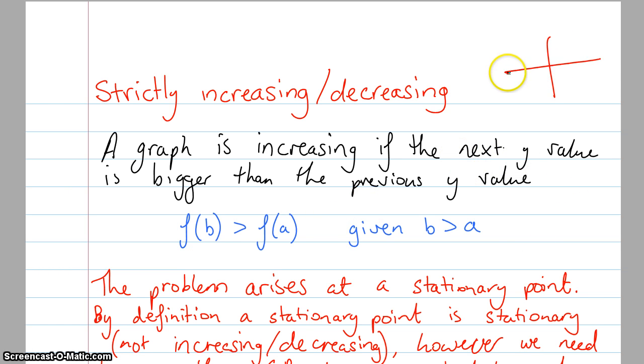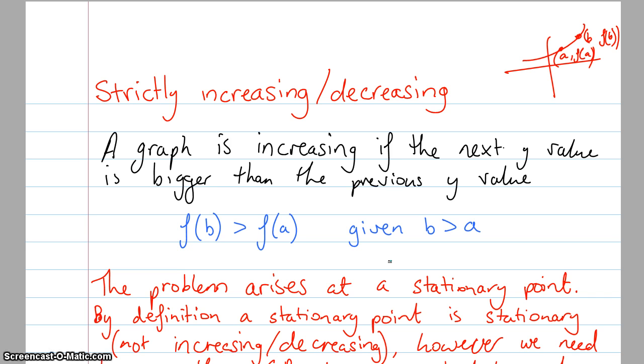If I go back to my drawing again, I'll draw it up again. If this is B and this is A, so B and A, and then we say f of B is bigger than f of A. So it's getting a bit squished, but hopefully you can see. So B is bigger than A, and f of B is bigger than f of A. That means that it's an increasing function between A and B. And likewise, if f of B is less than f of A, when B is bigger than A, then that means it would be a decreasing function.